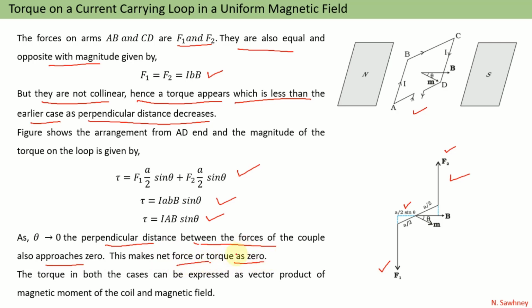The torque in both the cases can be expressed as the vector product of the magnetic moment of the coil and the magnetic field. See, in the earlier case we obtained the torque as simply I into A B, and here we have obtained one more term, that is sine theta. So let us now write down the torque in terms of the magnetic moment of the coil and the magnetic field.